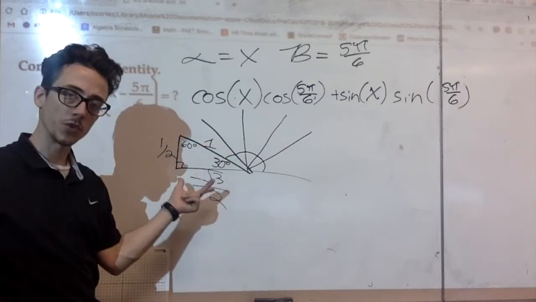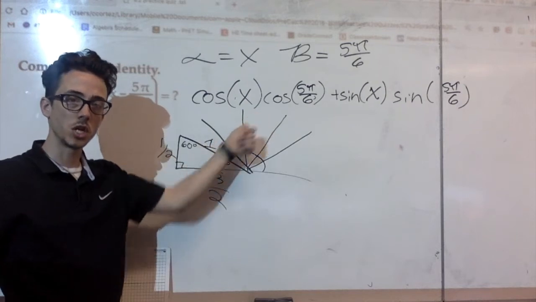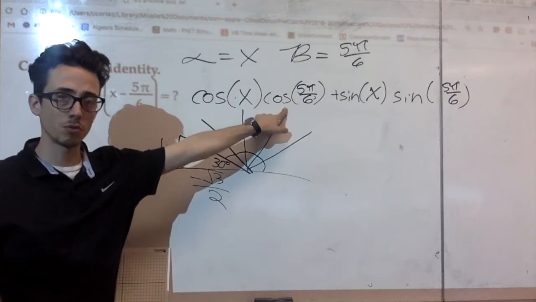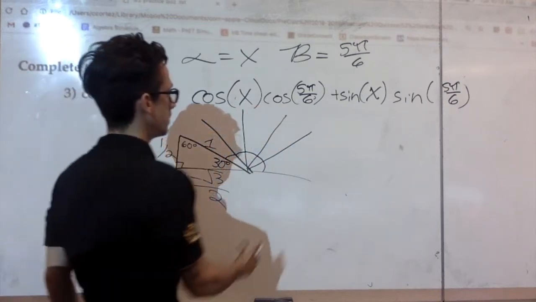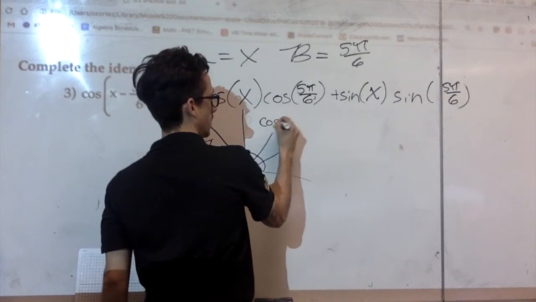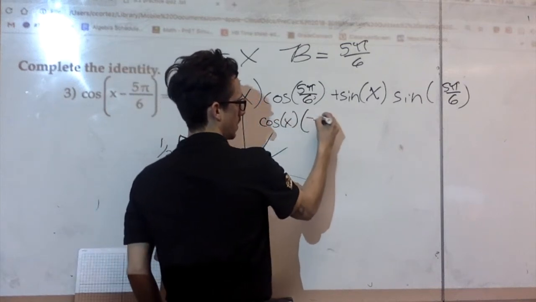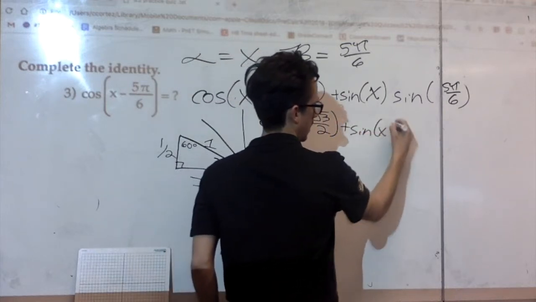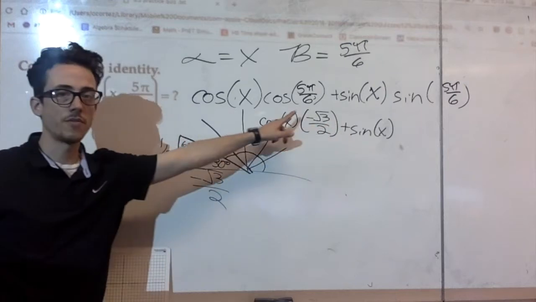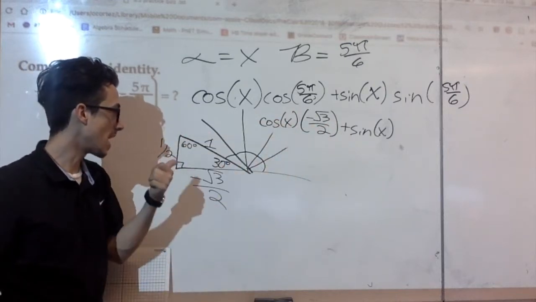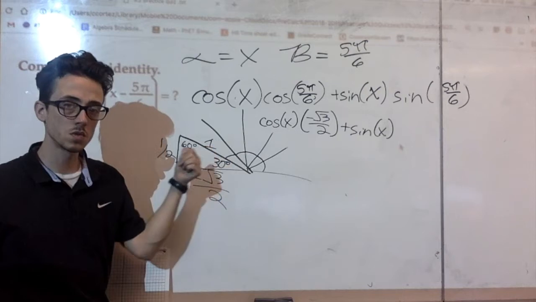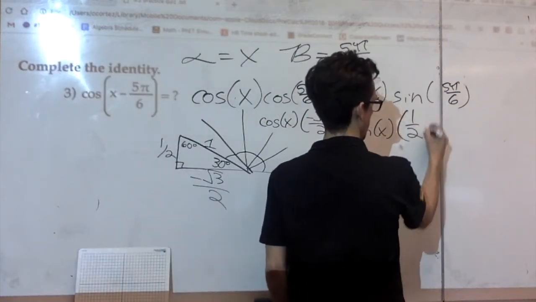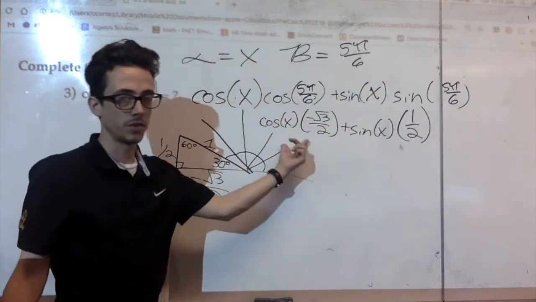So if we take this further, cosine is going to be the adjacent over the hypotenuse. So I know that this is going to be negative square root of 3 over 2 over 1. And then take this further, sine of 5 pi over 6. I know that that's the opposite over the hypotenuse, so this is going to just be 1/2. You could just leave your answer like this.